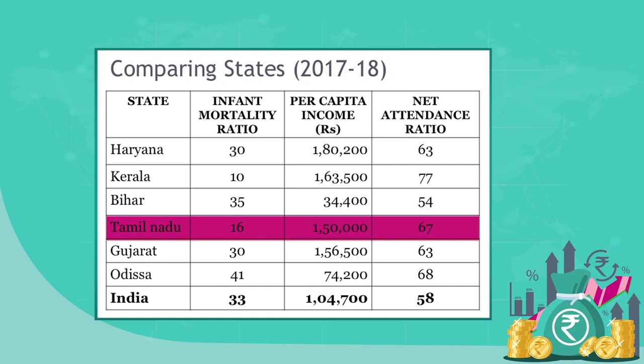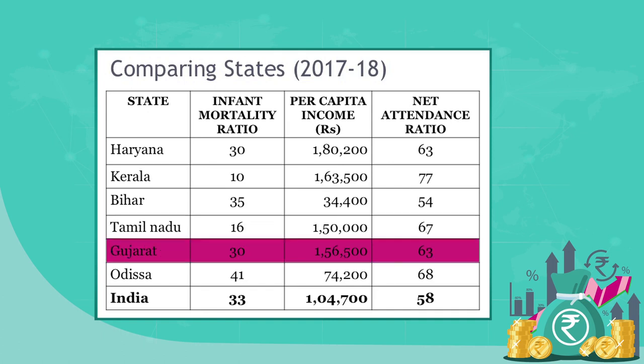Tamil Nadu also has a lower per capita income, but if you look at the infant mortality rate, it is better, almost second to Kerala. Out of 1000 children born in Tamil Nadu, only 16 children die before they cross the first birthday. Similarly, the attendance ratio is better than Haryana, 67. It is not better than Kerala, but it is better than Haryana.